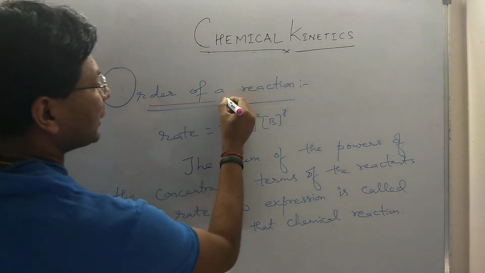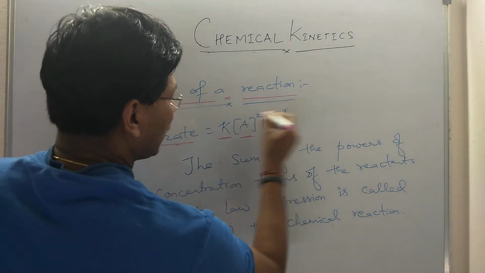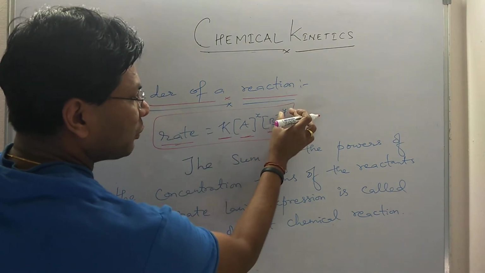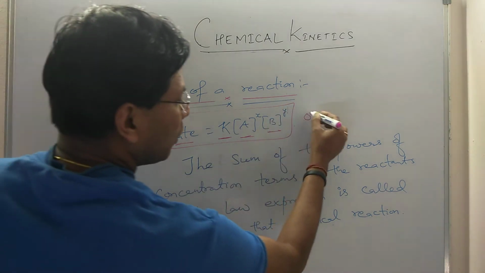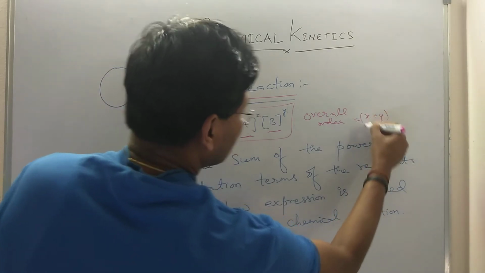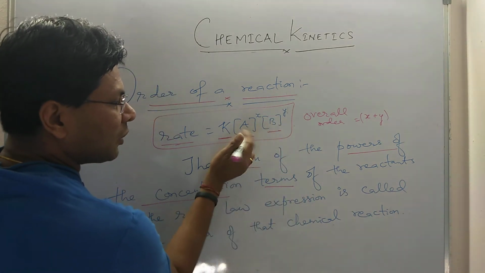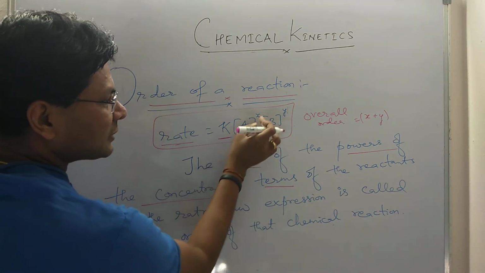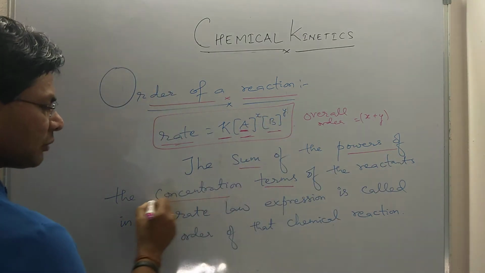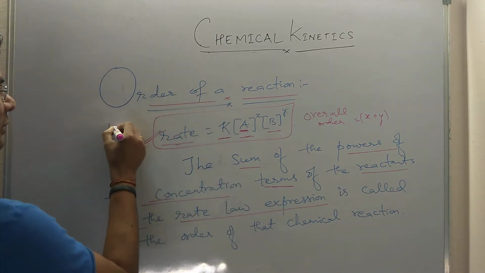Let's discuss order of a reaction. So rate is given by k, [A] to the power x, [B] to the power y. For this, the order with respect to A is x, and the order with respect to B is y. So the overall order here will be x plus y. So the sum of the powers of the concentration terms, here reactant A has the power x and reactant B has the power y. So it is the sum of the powers of the concentration terms of a reactant in the rate law expression. This is the rate law expression.